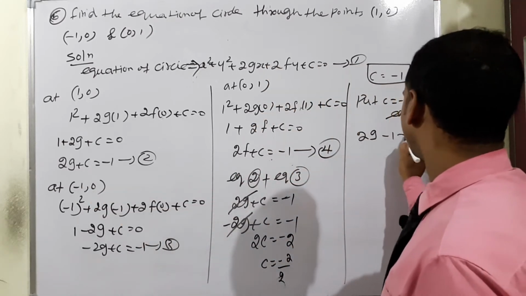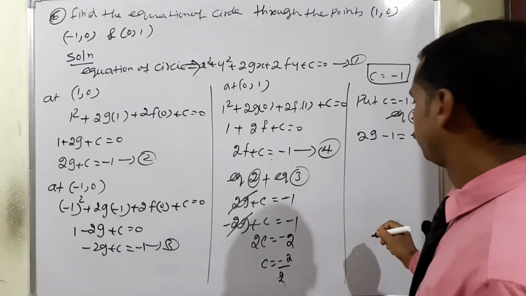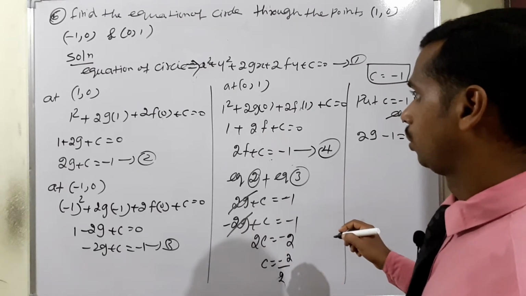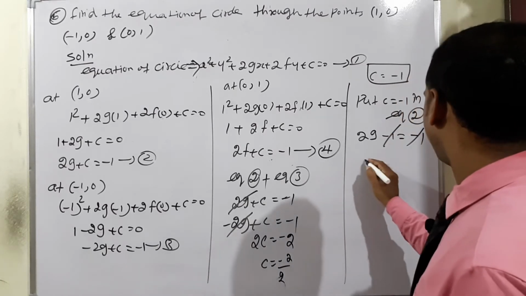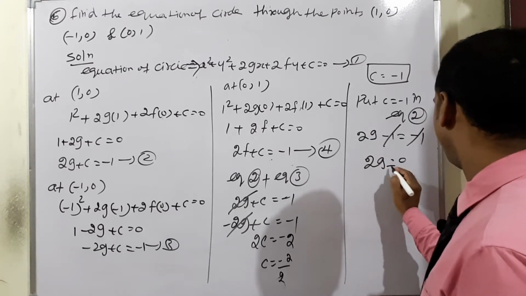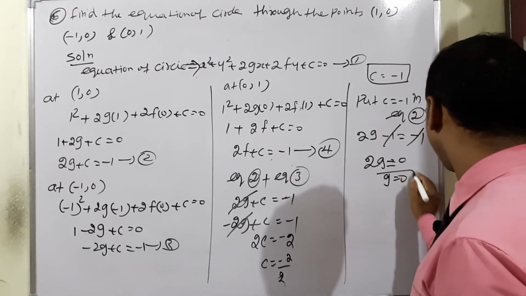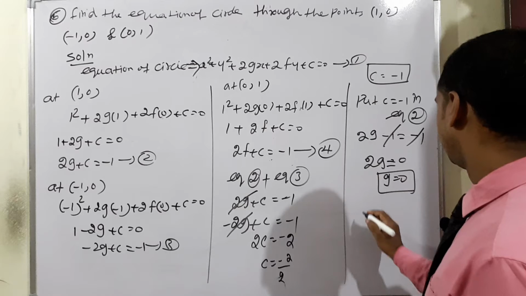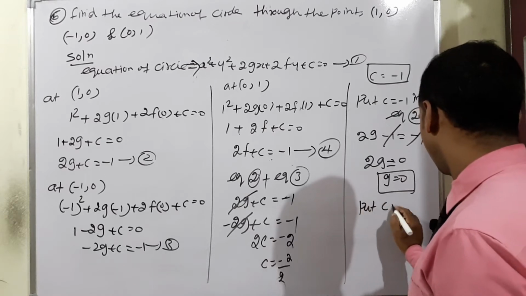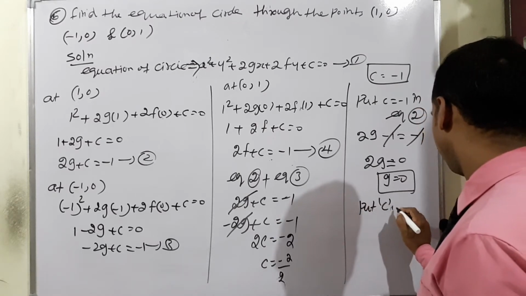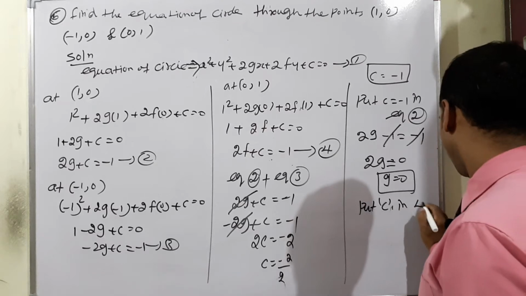2g minus 1 is equal to minus 1. Therefore, minus 1 will be cancelled, which means 2g is equal to 0, so definitely g is equal to 0. Next condition, put c in equation number 4.